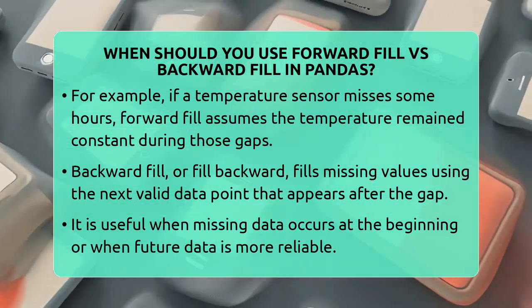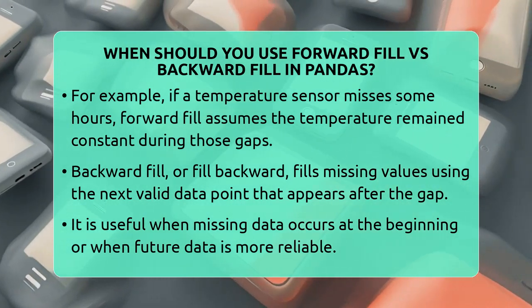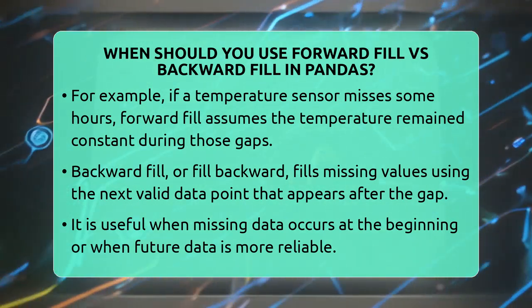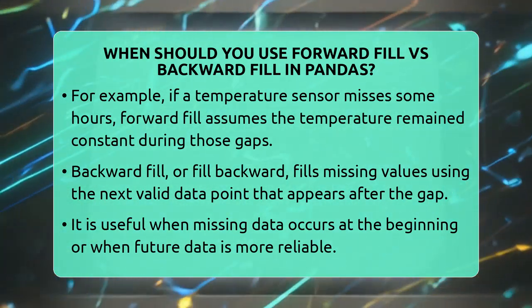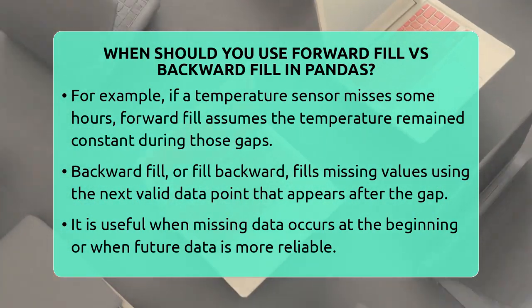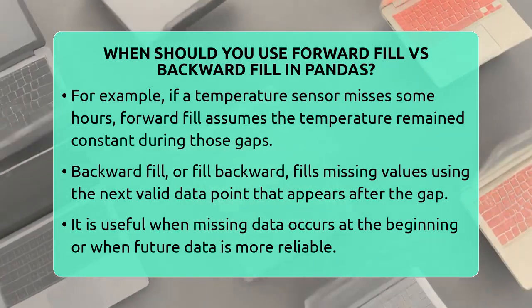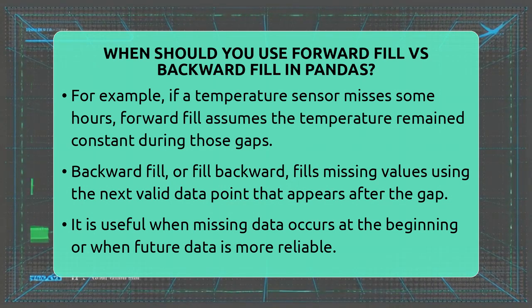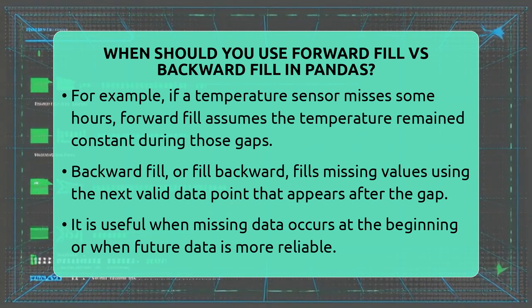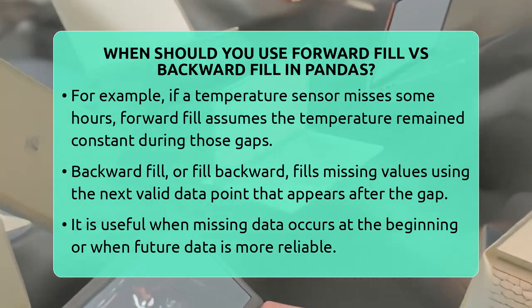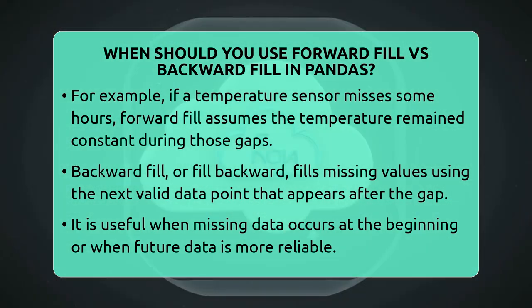Backward fill, or fill backward, does the opposite. It fills missing values with the next valid data point that appears after the gap. This method is useful when the future data is more reliable or when missing data occurs at the start of your dataset. For example, if your data begins with missing values and then catches up with actual measurements, backward fill can fill those initial gaps with the first available valid data.